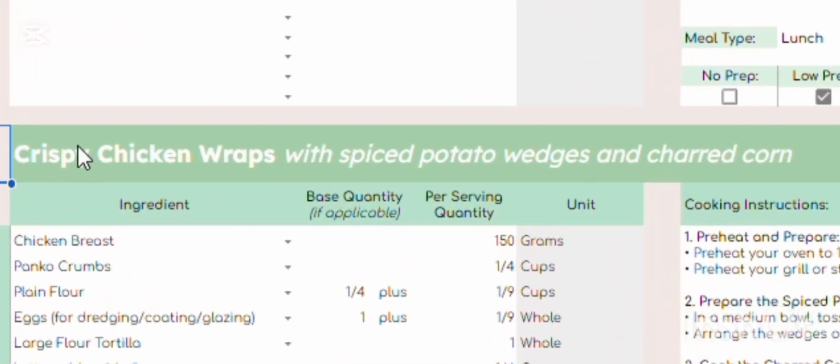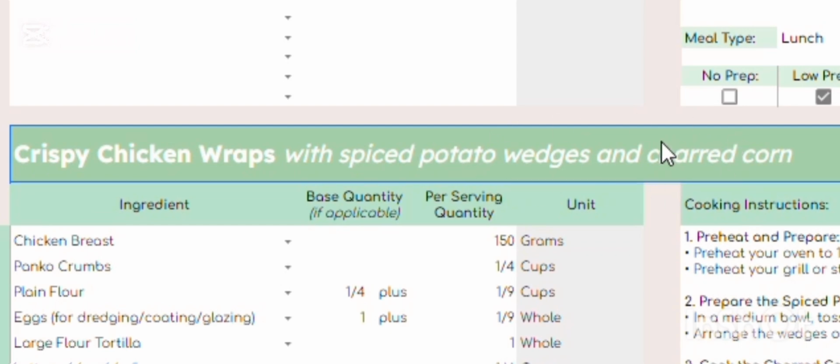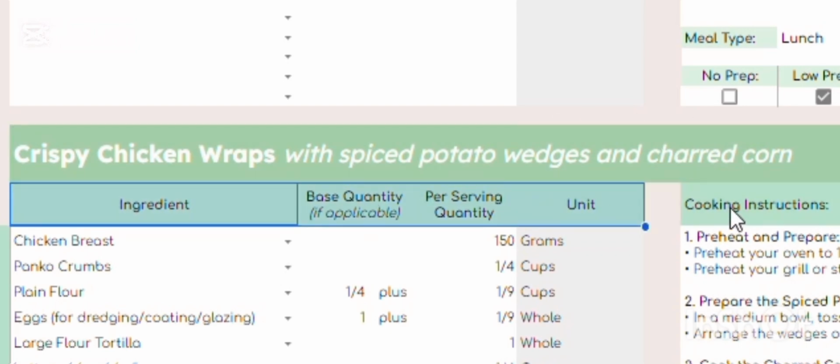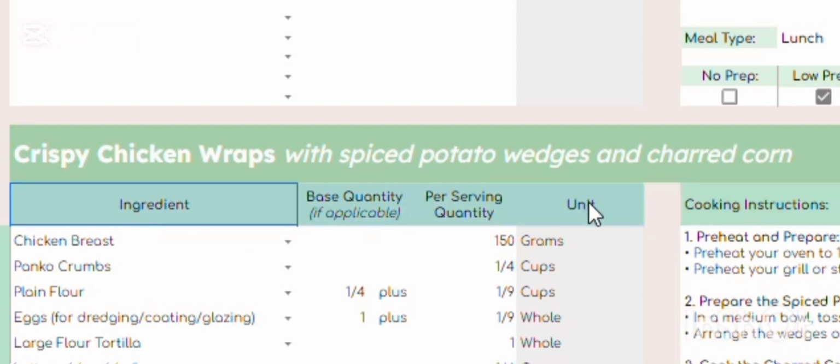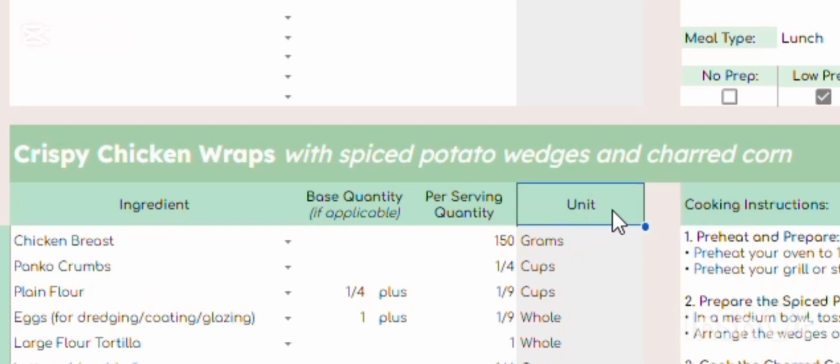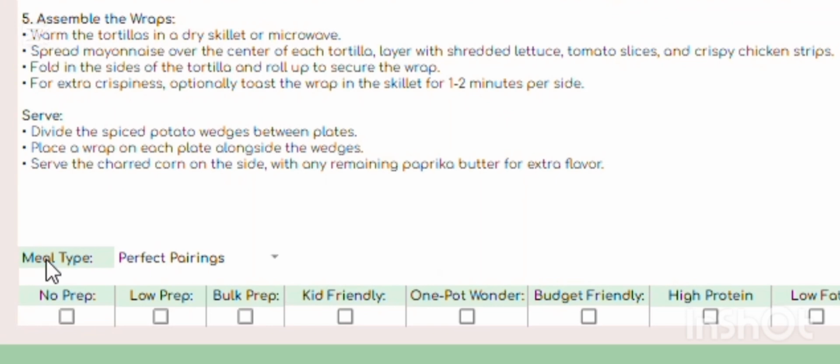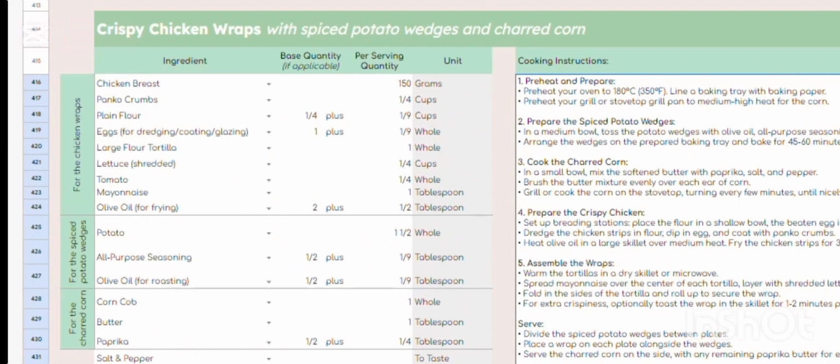For each recipe, you'll see a consistent layout with a darker green header column displaying the name of the recipe. There are green header columns to identify different fields, such as the ingredient base, per serving quantities, units, cooking instructions, and tags associated with the recipe, such as meal type and whether it's tagged as no prep, low prep, bulk prep, etc. For dinners, there is often also a green header on the side of the ingredients to distinguish ingredients used for different components. This is because certain ingredients may be used across multiple components of a dinner dish, which contains both a main and side options.